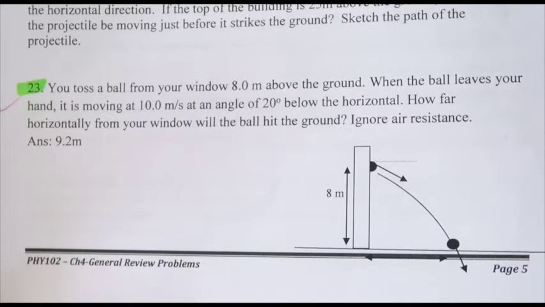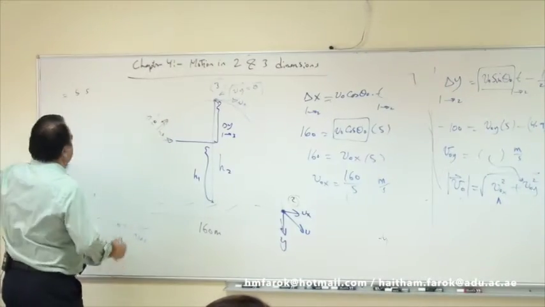This is below. How far horizontally? Delta x. From your window, where will the ball hit the ground? How far from the window? Ignore air resistance. Of course, we always ignore air resistance, yeah? 20 degrees. So I'll do a sketch here for the question.